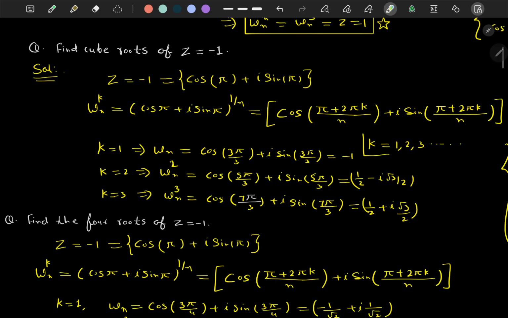So simply, in order to find the cube roots, firstly put k equal to 1. When k equal to 1, it is 3 pi by 3, so simply cos pi is minus 1. Then 5 pi by 3, sin 5 pi by 3. What is sin 5 pi by 3?